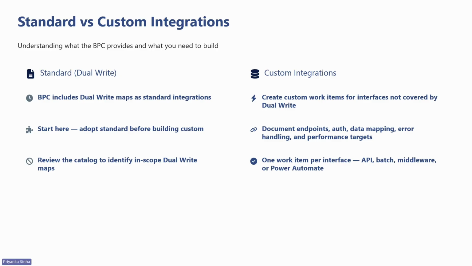And the documentation standard is the same, whether it is custom or standard. You need to have endpoints, authentication, data mapping, error handling, performance requirements, and then one work item per interface, whether it's an API call, a batch job, middleware integration, or a Power Automate flow. So the demo I'm about to show is going to cover both.